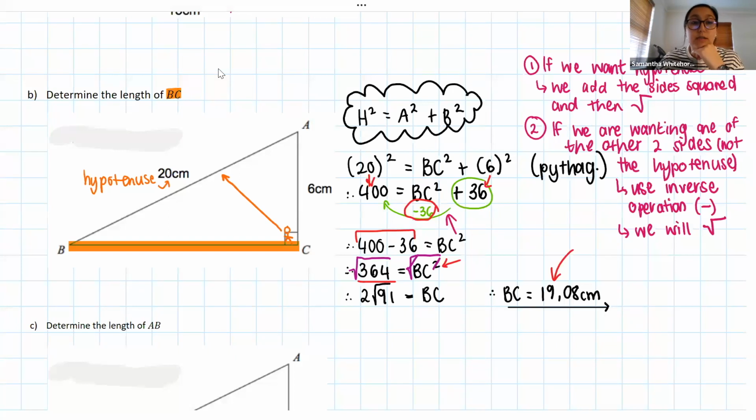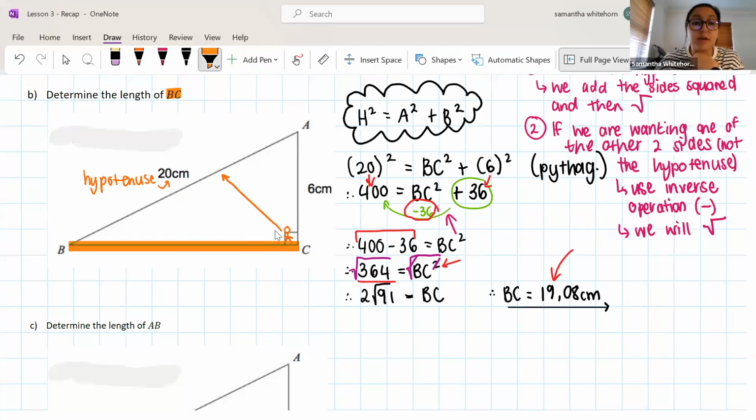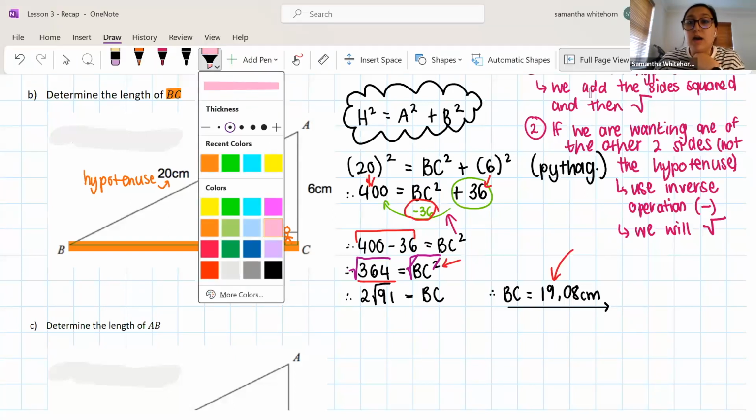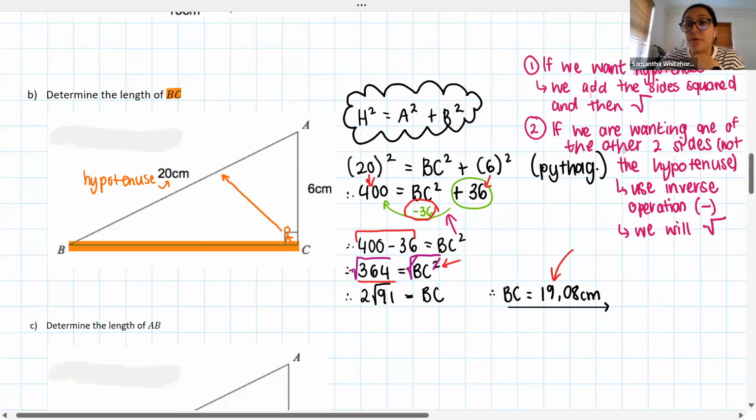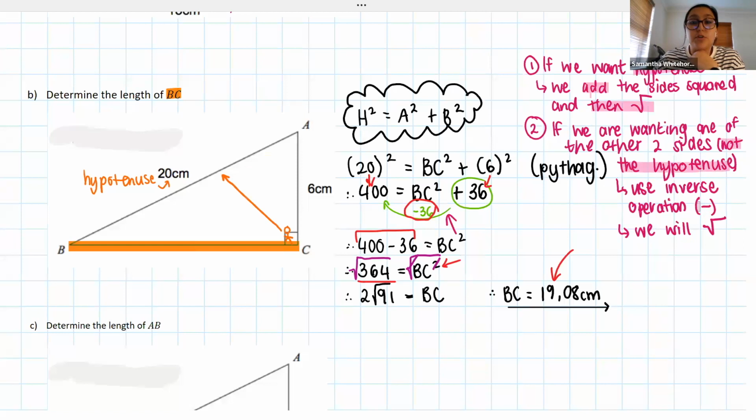So those are, like I said, guys, literally the two types of Pythagoras questions I can ask you. Either I'm asking you to find the hypotenuse and then you add and then square root, or I'm asking you for a side that's not the hypotenuse, you use the inverse operation, subtract, and then you square root. That's it, right? So there is nothing more that we need to do if we're solving for an unknown side for Pythagoras. It will be one of these two. Obviously, the numbers change, but the method doesn't.